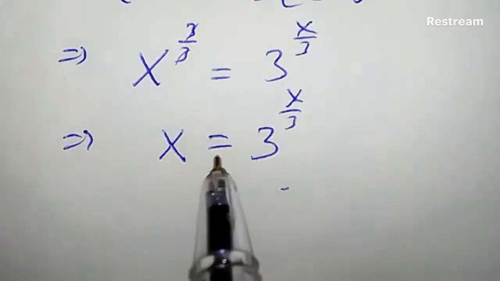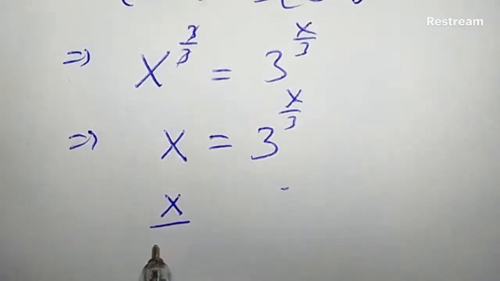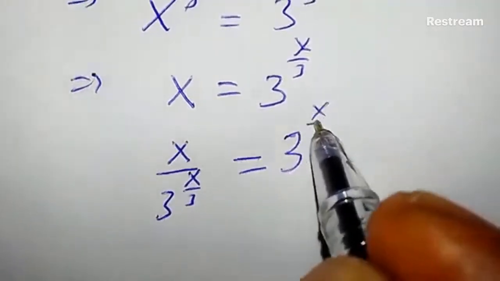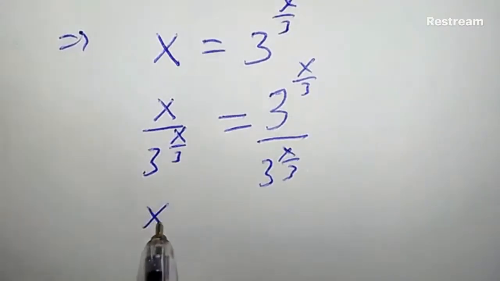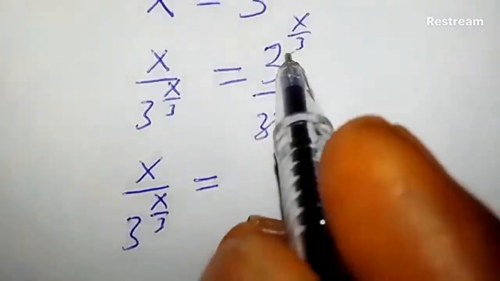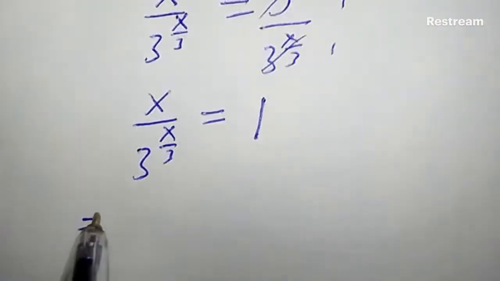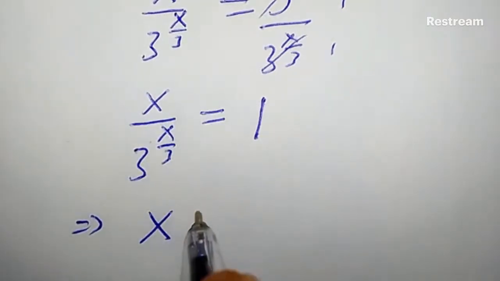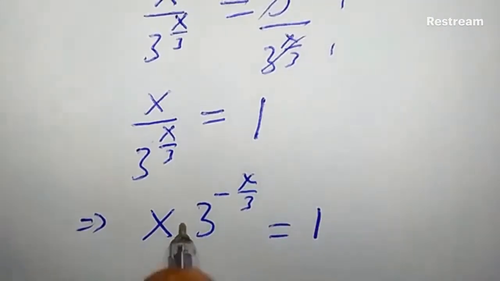Now, let us divide both sides of this equation by 3 to the power of x over 3. So we're going to have x over 3 to the power of x over 3 equal to 3 to the power of x over 3 over 3 to the power of x over 3. Clearly these cancel each other, so we have 1 over 1, that's simply 1. This implies that x, suppose we want this to be at the numerator, so it becomes 3 to the power of negative x over 3 equal to 1. There is a multiplication here.